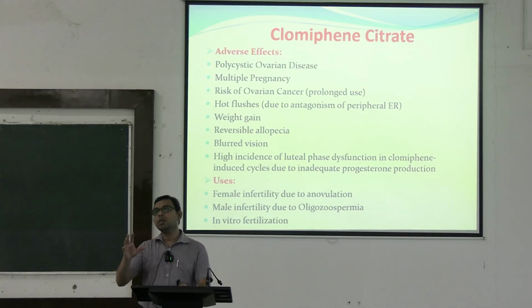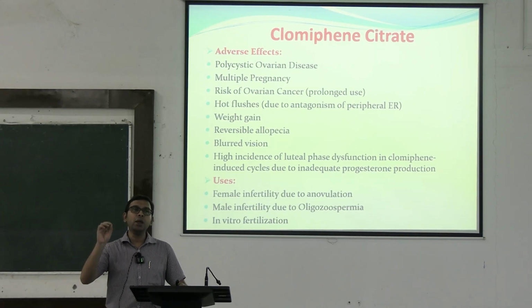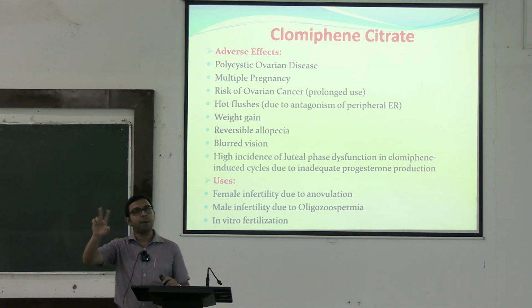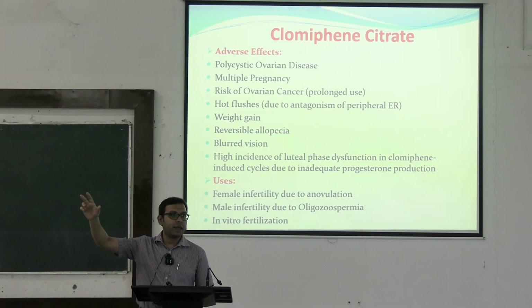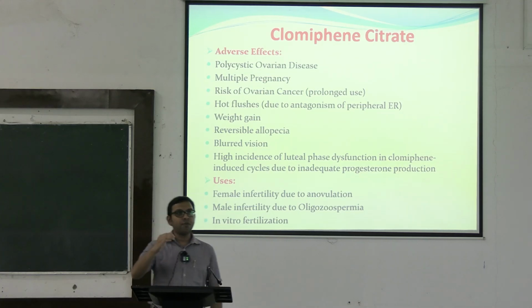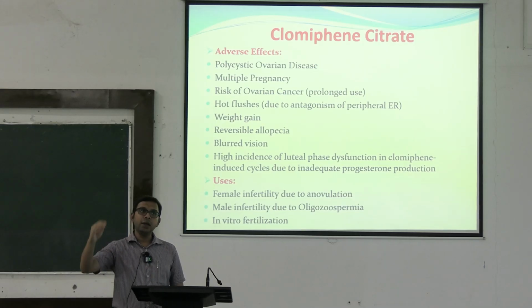Mostly, in the case of anovulatory infertility, we are using clomiphene citrate for 5 days, starting from day 5 of the menstrual cycle. Usually day 1 to 4 is the menstruation, and day 5 to day 14 is the pre-ovulatory, follicular phase. So during these 5 days, from day 5 to day 10, clomiphene citrate is given, and it is seen whether ovulation is happening.